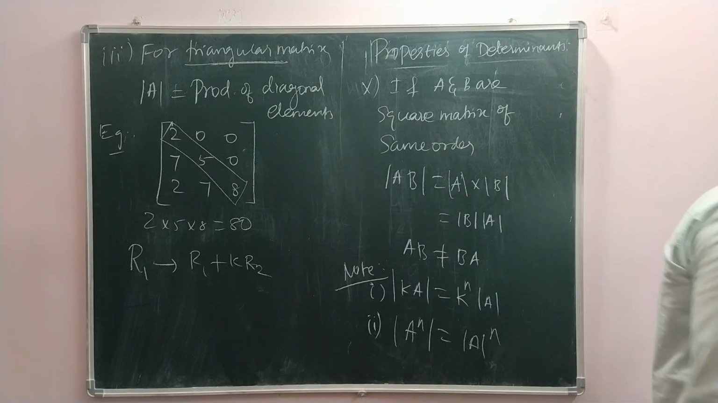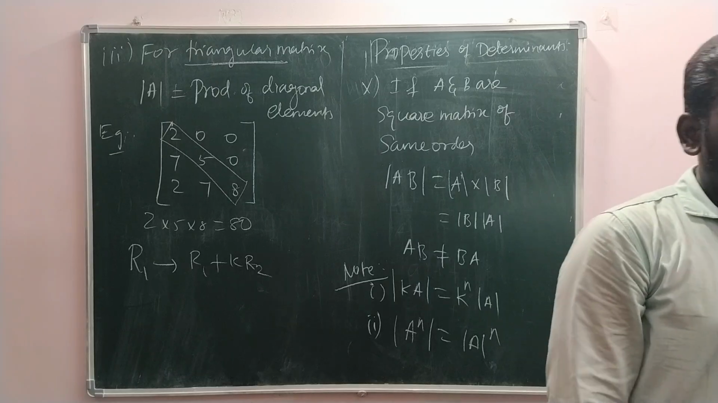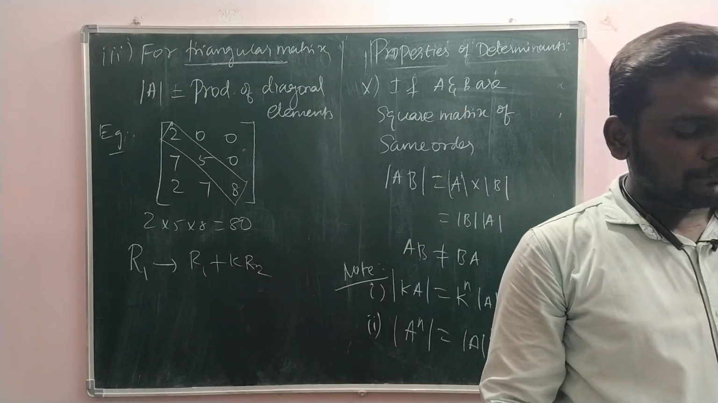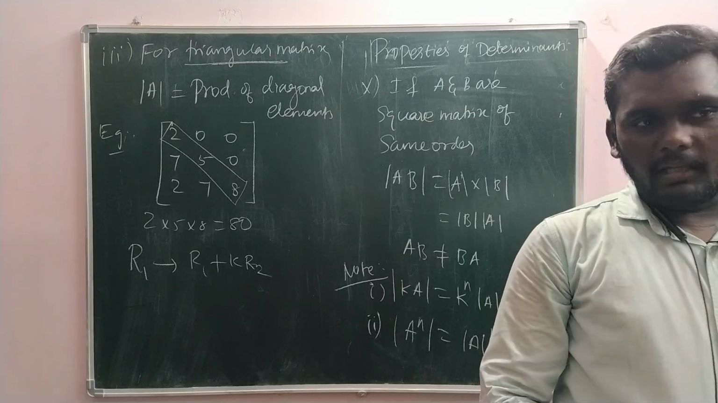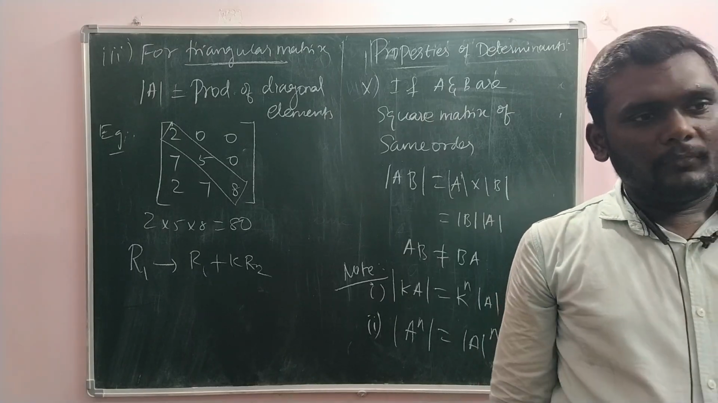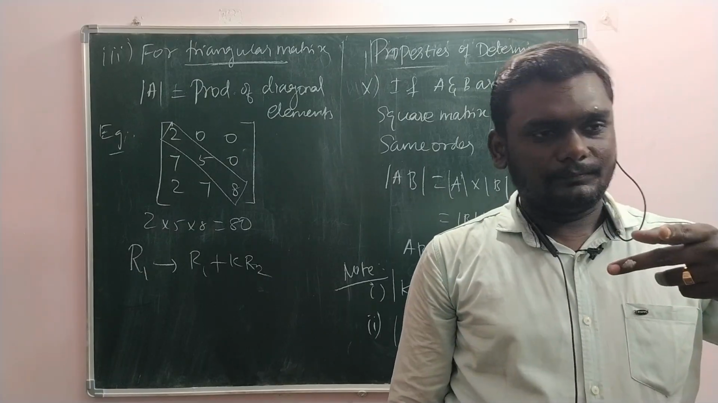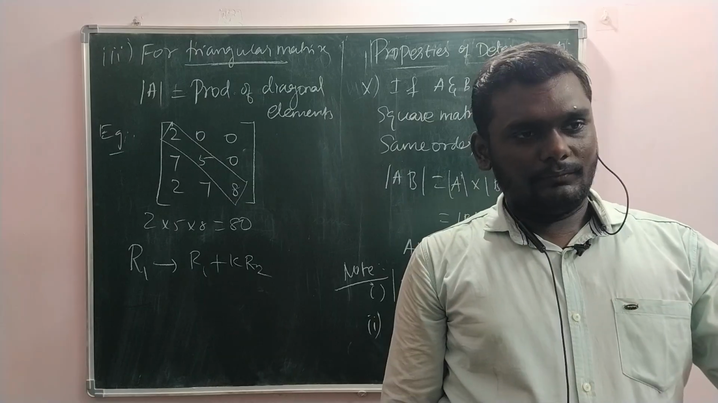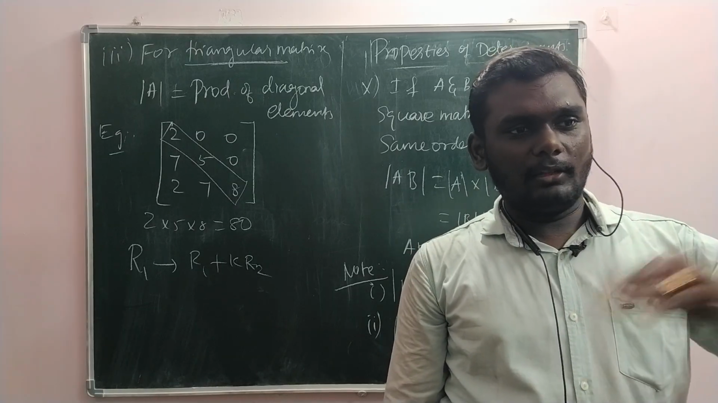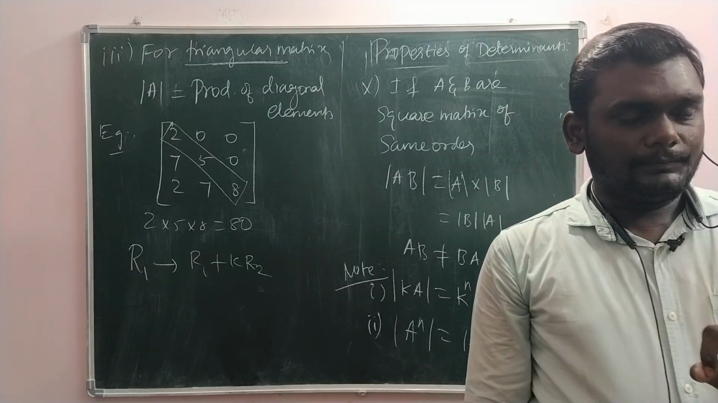Okay. So now we will quickly revise all the 10 properties. See, the first property is, if you take a transpose, the determinant value remains unchanged. And the second property is what? If you interchange any two rows or columns, then the determinant value will be negative. And then the third property is what?